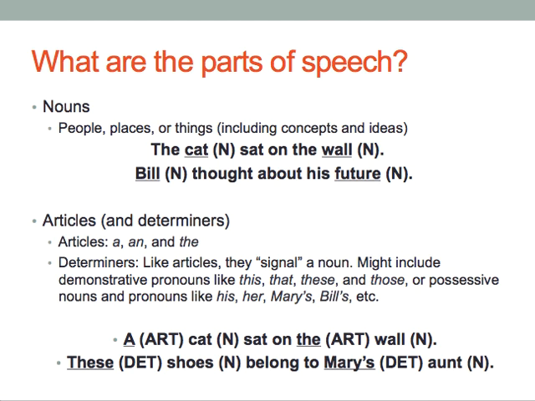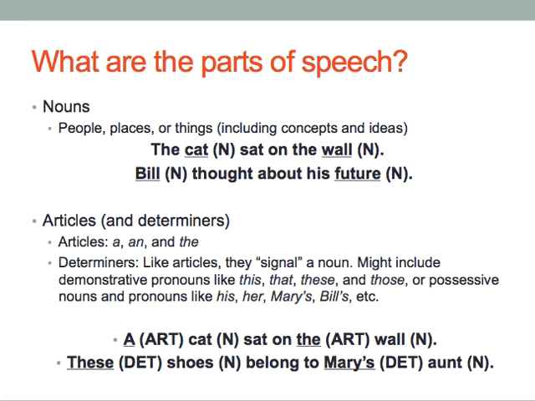What are nouns? They're people, places, or things, and things can include concepts and ideas. So we can have actual tangible things that we can touch being nouns. The cat, noun, sat on the wall, noun. Or we can also have concepts, Bill, noun, thought about his future, noun. We can't touch the future, but it's a concept or an idea, so it's a noun.